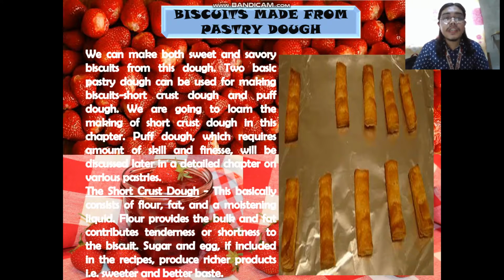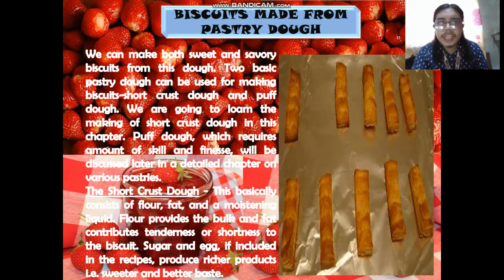We are going to learn the making of short crust dough in this chapter. Puff dough requires a lot of skill and finesse, so it will be discussed later in a detailed chapter on these various pastries. Short crust dough basically consists of flour, fat, and moistening liquid. Flour provides the bulk and fat contributes tenderness or shortness to the biscuit. Sugar and egg, if included in the recipes, produce richer products such as sweeter and better based.